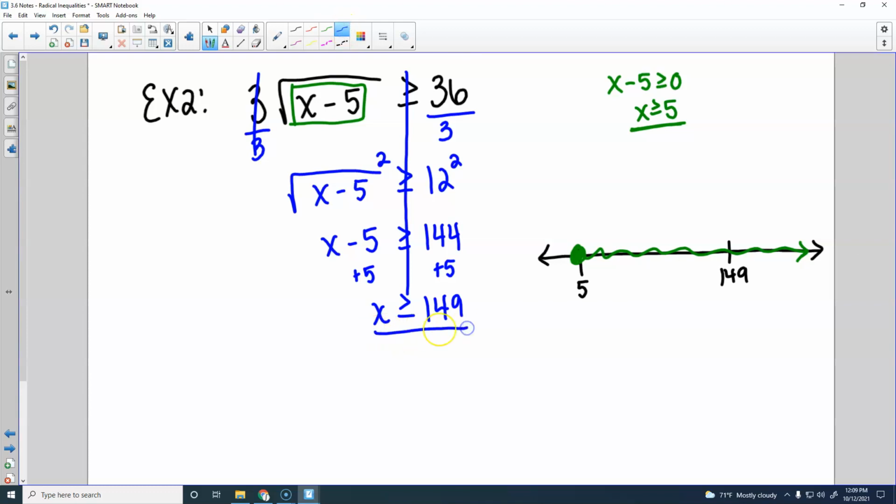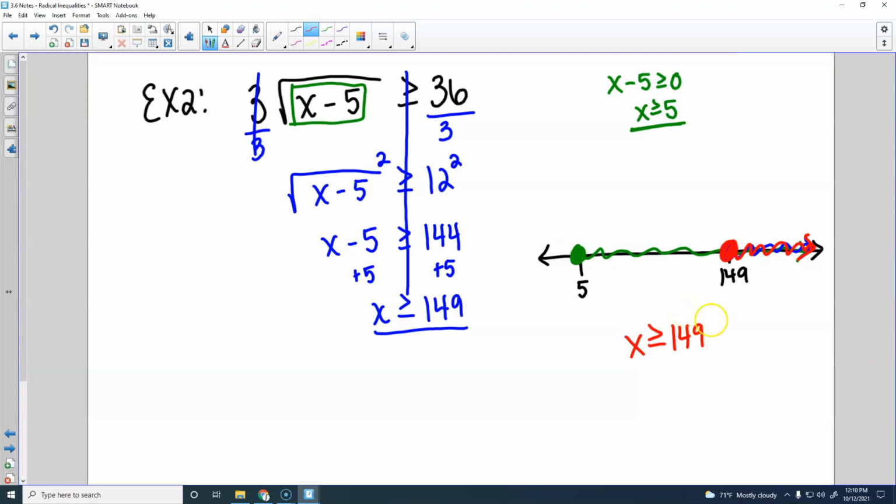For x is greater than or equal to 149, I would also need to use a closed circle. Which direction do I need to shade? To the right, also on this one. So this time, we're always only looking where they overlap. Do they overlap between 5 and 149 this time? No. So the answer is just 149 and above, which is just x is greater than or equal to 149.